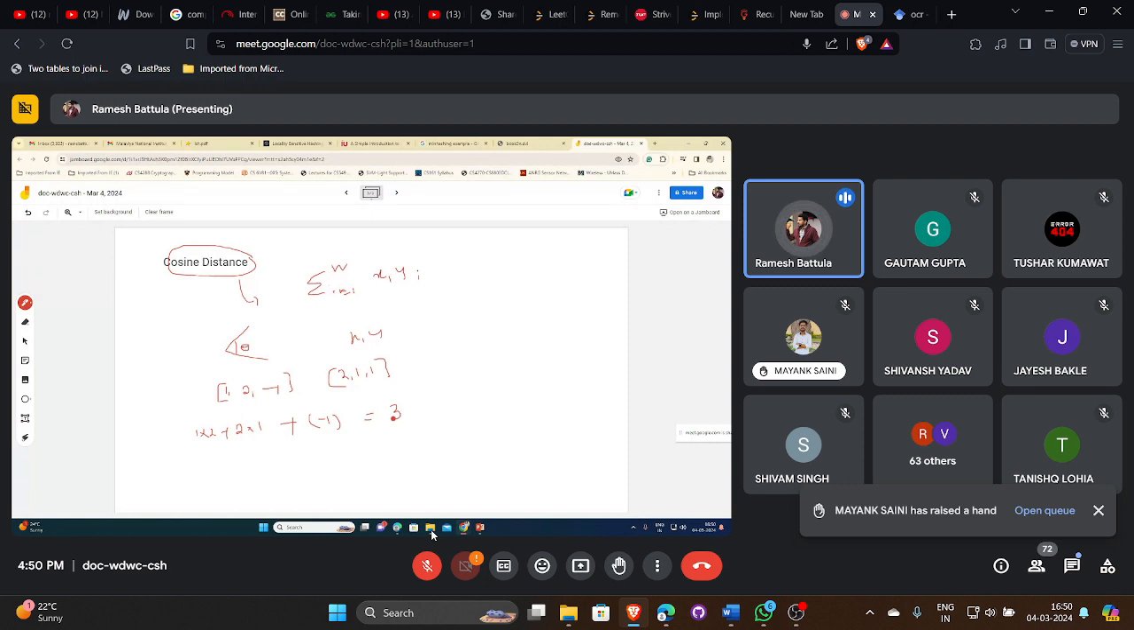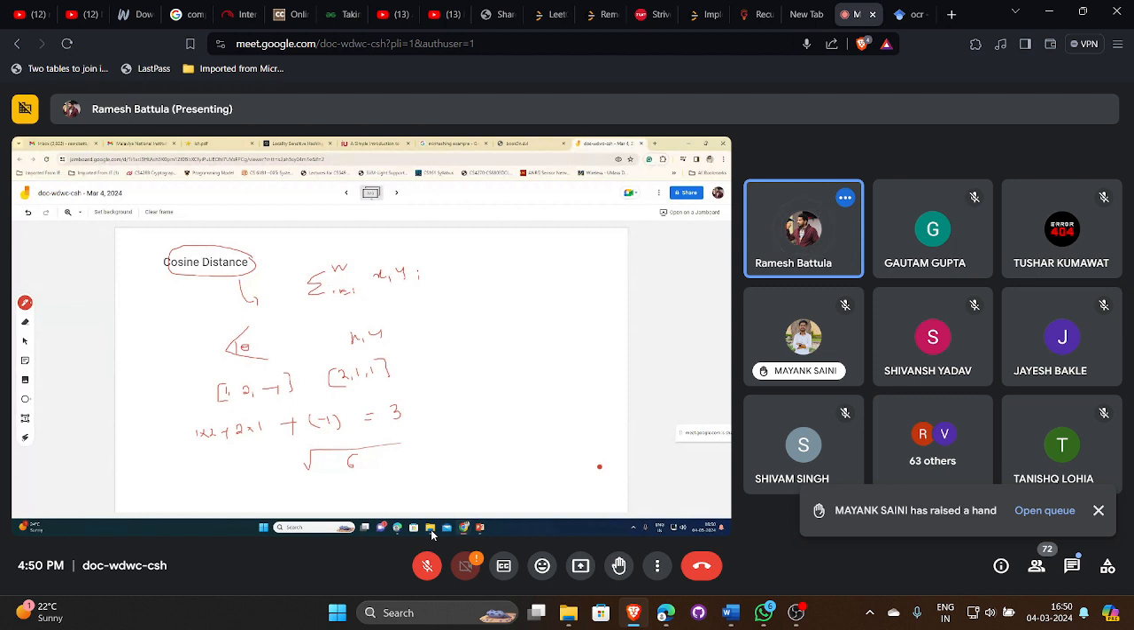So you find the L2 norm over here. If you find the L2 norm over here, the L2 norm is going to be the square root of what value you are supposed to find? Sir, 6. This is going to be the square root of 6. L2 norm is going to be the square root of 6.